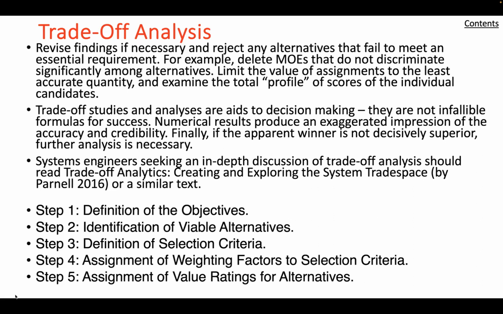But step 5 is the assignment of value ratings for alternatives. This step can be confusing to many people. You may ask, why can't we simply measure the criteria values for each alternative at this point and use those values in our comparison? Of course we could, but it becomes hard to compare the alternatives without integrating the criteria in some manner.